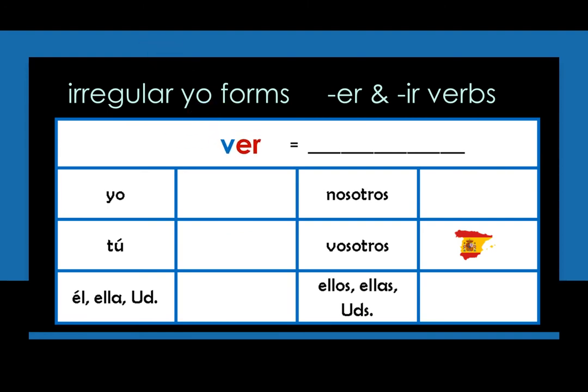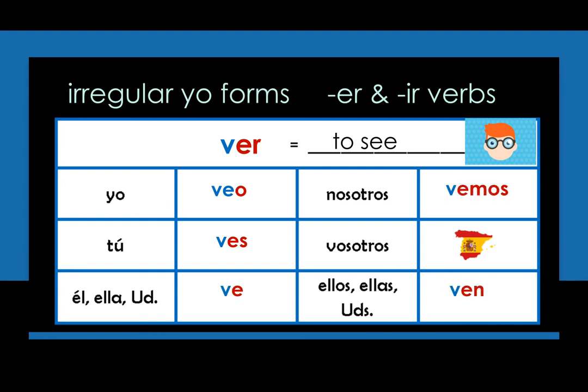The verb ver. Ver means to see. You can see Mrs. Santiago doing work when we're in the classroom. To see. Let's conjugate it out. When we chop off the ER, this verb is weird because we're left with just the V. So the yo form becomes veo, ves, ve, vemos, ven. And again, you can see in the tú, él, ella, usted, nosotros, ellos, ellas, ustedes forms that we only keep the V. So it's ves, ve, vemos, ven.